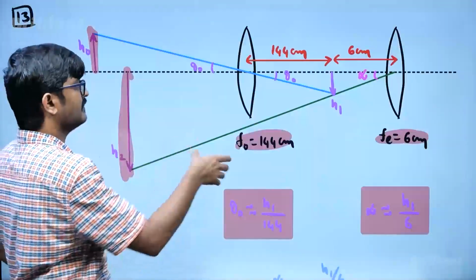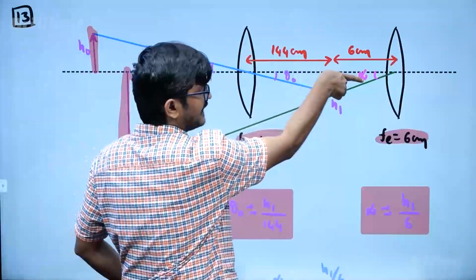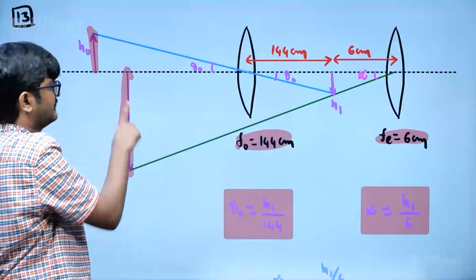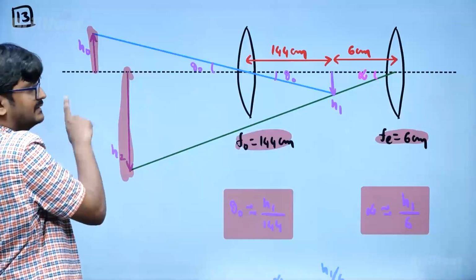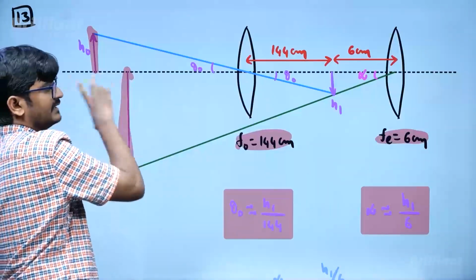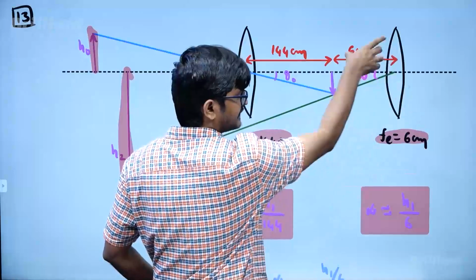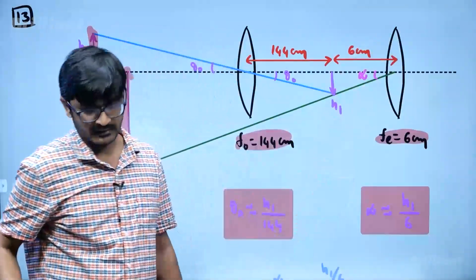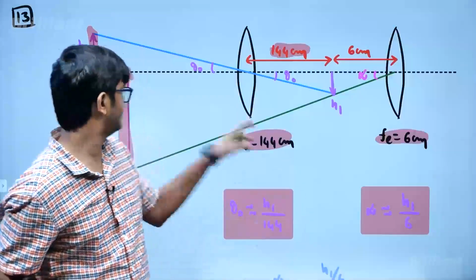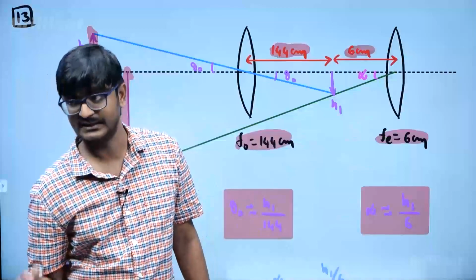Now this is the object, and this is the image. This will act as the object for this lens, and the image is going to form here. In normal adjustment, this will be forming again at a very large distance, that is almost infinity, right? So if the image is forming at infinity, then its corresponding object must be in the focal plane, which is at 6 centimeter distance, right? So this is going to be 144 centimeter. This image is forming at a very far distance, so this distance is going to be 6 centimeter.